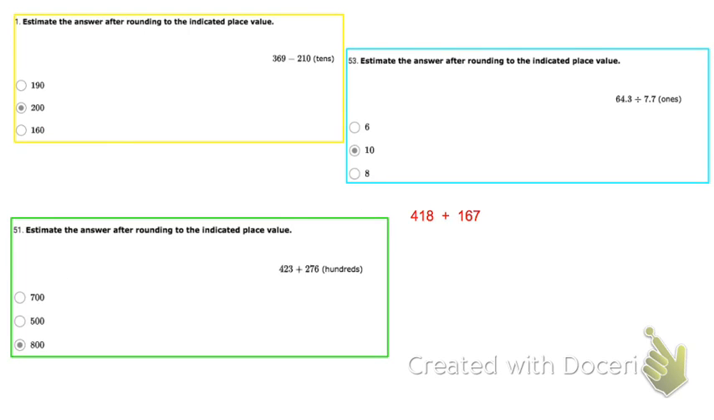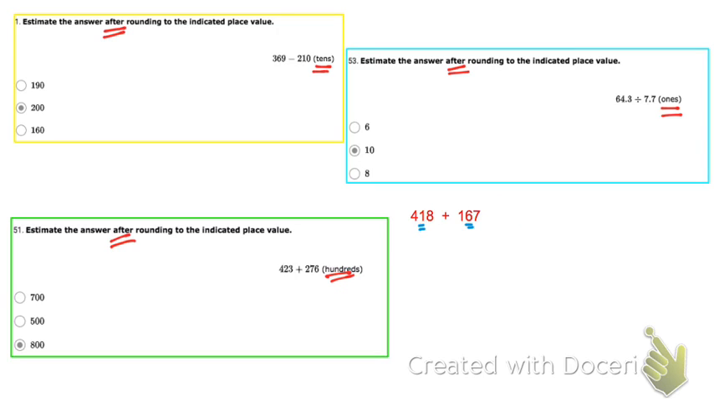The next thing I wanted to go over was these types of questions where it's asking you to estimate the answer after rounding. So that's the key. You want to round it first to whatever place setting they're telling you to, and then add or subtract it. So for example, if I wanted to solve this one here, 418 plus 167, and I wanted to round it to the nearest tens place first, I need to remember this is the tens place. 418 is closer to 420 than it is to 410. And 167 is closer to 170 than it is to 160. So then I just add those two numbers together.